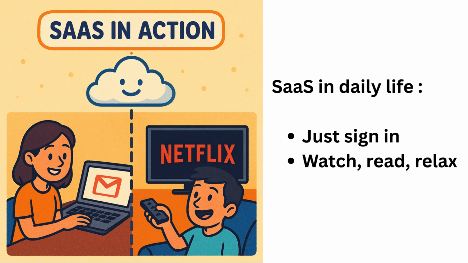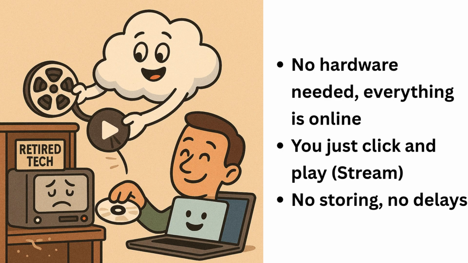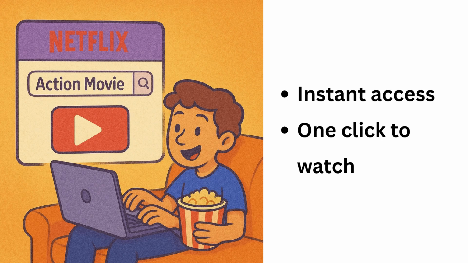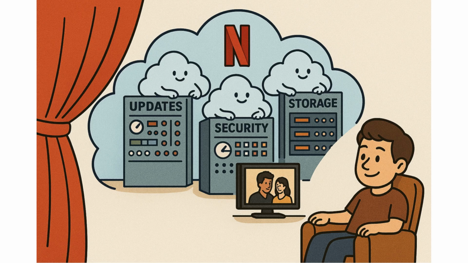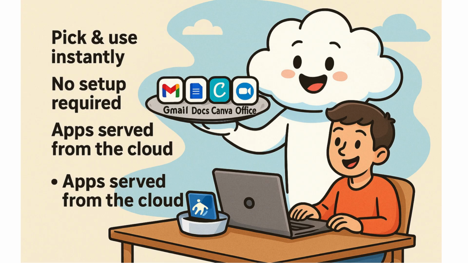Real-time example, using Gmail or Netflix. Let's say you want to watch a movie. You don't go buy a CD or DVD player. You don't install media software. You just open Netflix, search your movie, and click play. Netflix takes care of everything behind the scenes: servers, storage, updates, security. You just enjoy the service. Same with Gmail, Google Docs, Canva, Zoom, Office 365, all are SaaS.